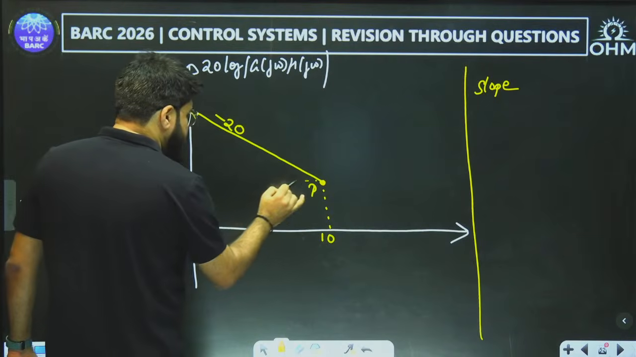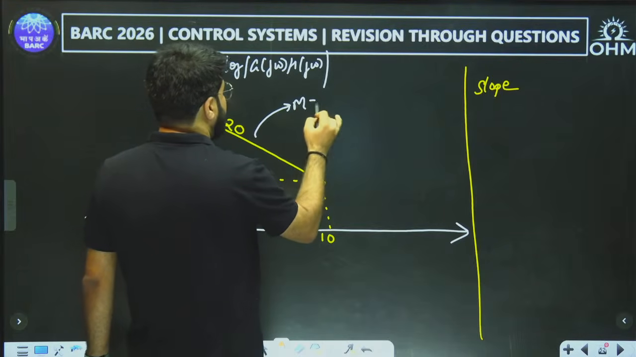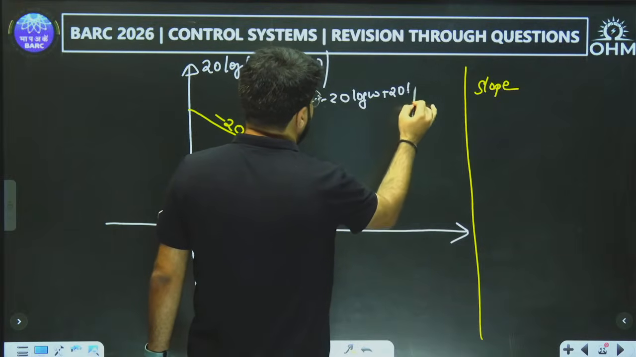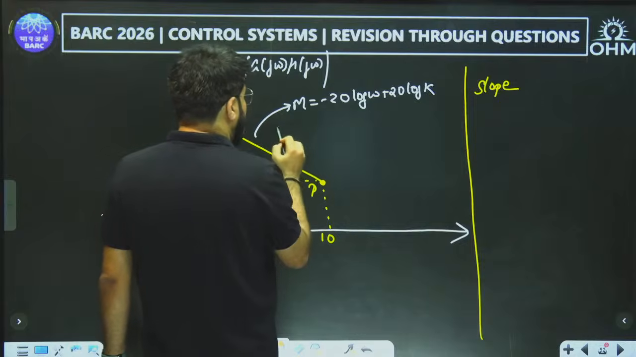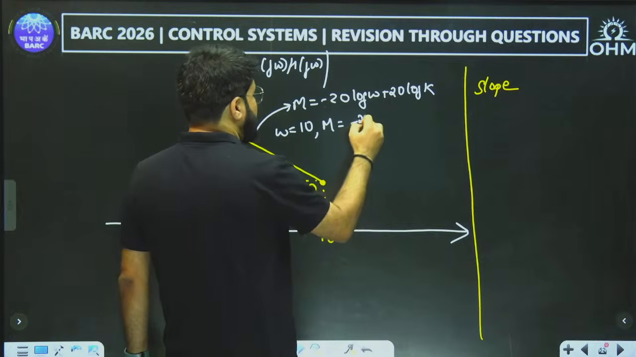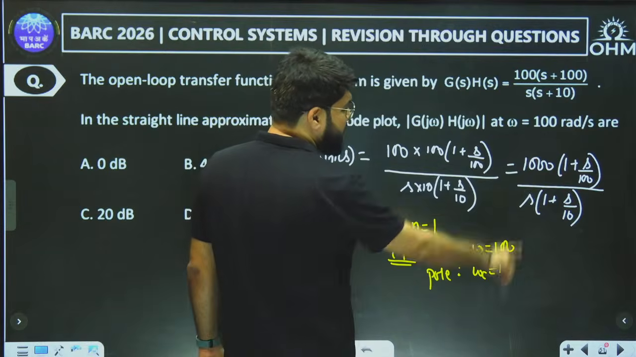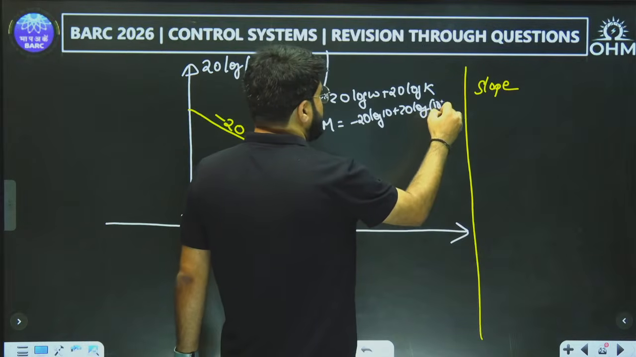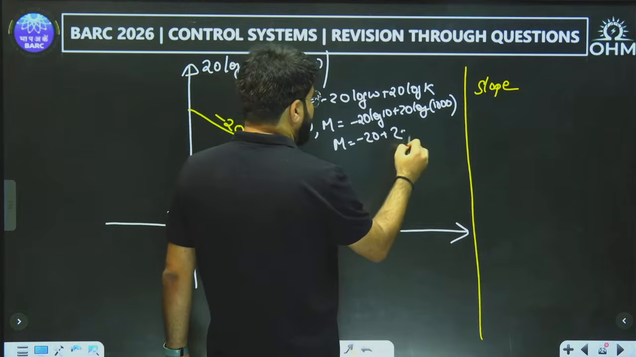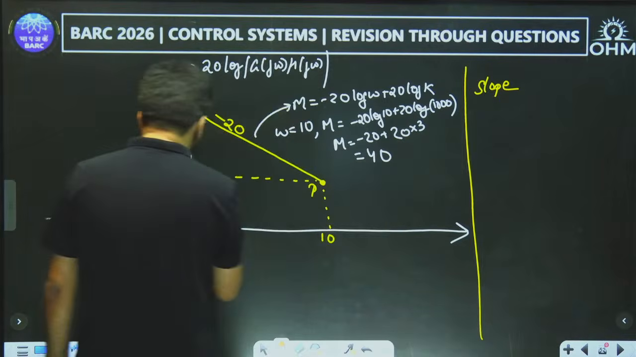Before that, I will require this magnitude as well. What is the equation of this line? The initial line is minus 20 n log omega plus 20 log K, where n is 1. At omega equal to 10, the magnitude is minus 20 log 10 plus 20 log K. By the way, what is K? K is 1000, which is 10 power 3. Log 10 is 1, so minus 20 plus 20 times 3, which is 60. Minus 20 gives 40. This magnitude is actually going to be 40.